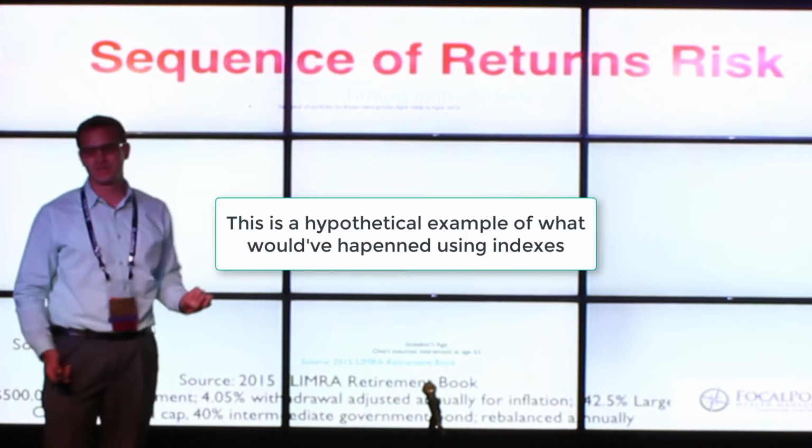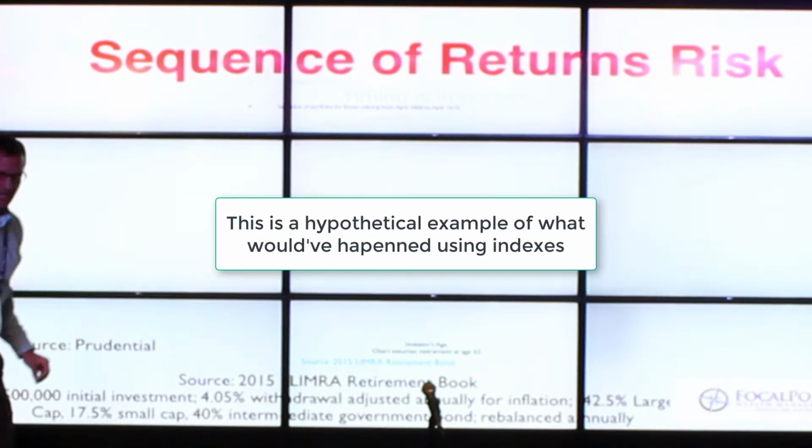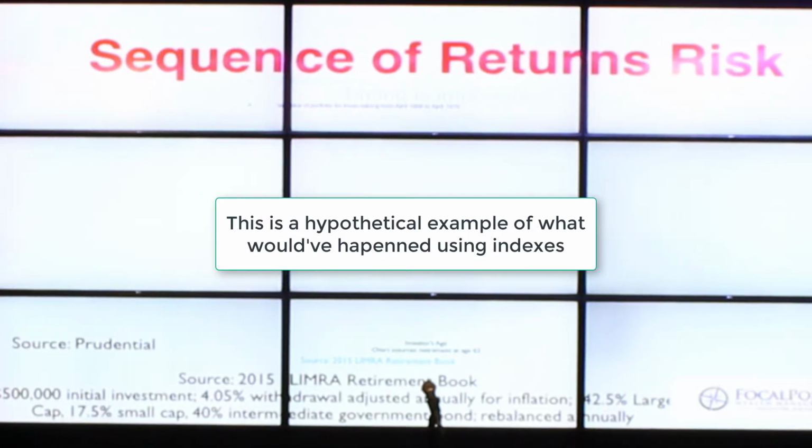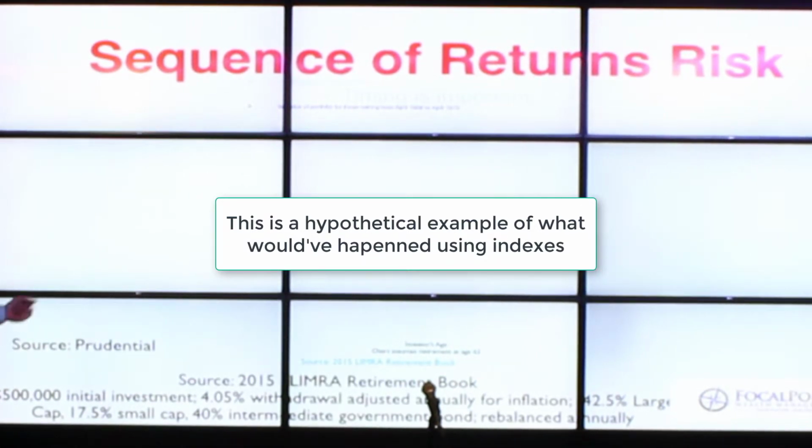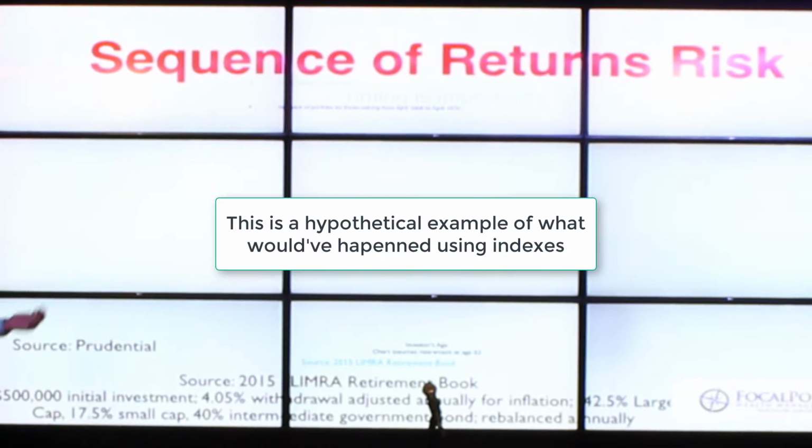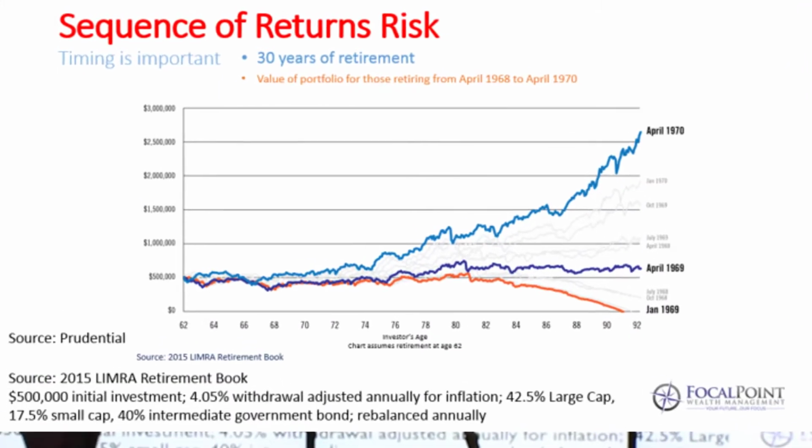But now what I want to do is give you a real life example of how this has actually worked in the past. The source for this is Prudential and the Limber Fact Book. This is someone that started off with $500,000, withdrawing 4.05%, 60% stocks, 40% bonds.